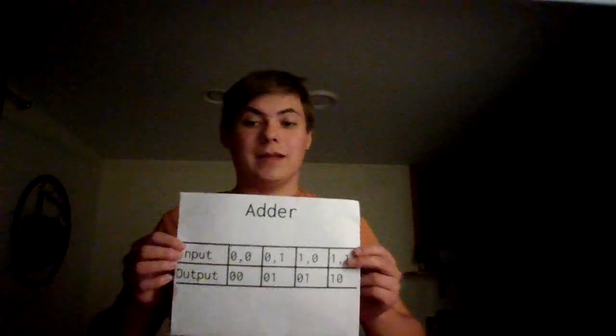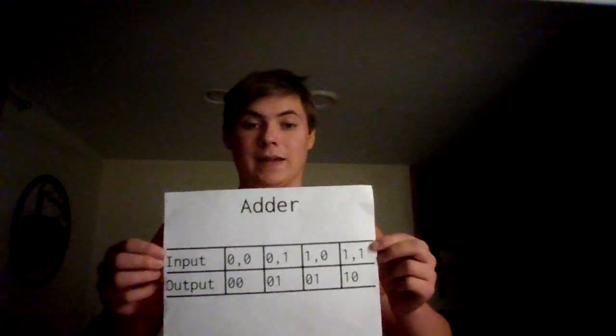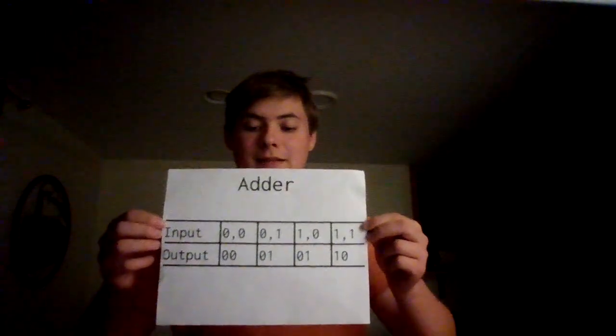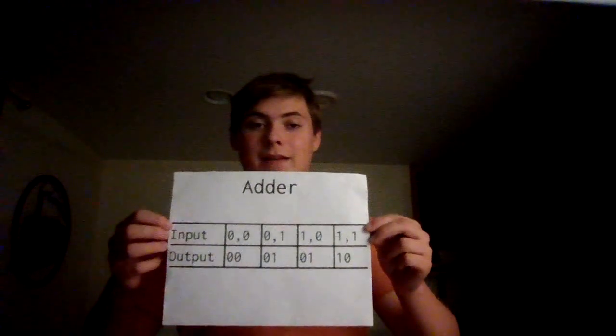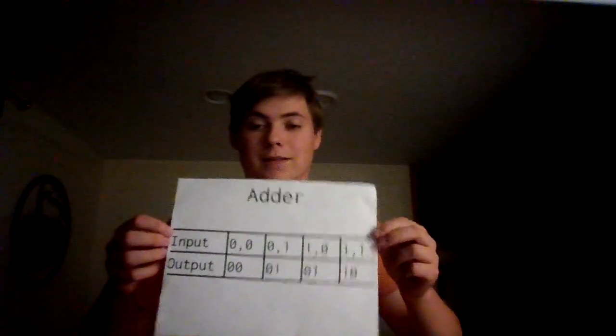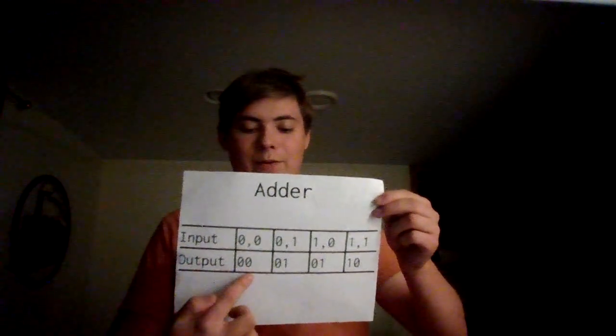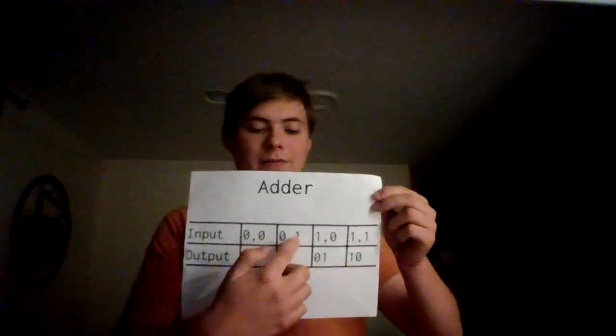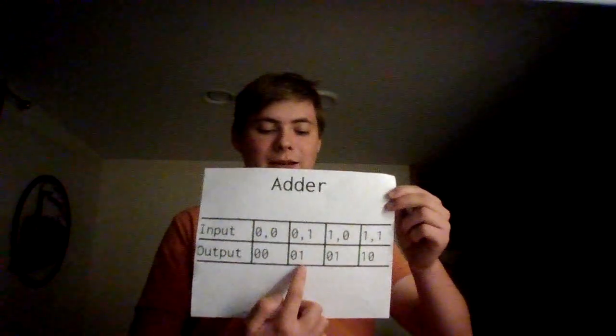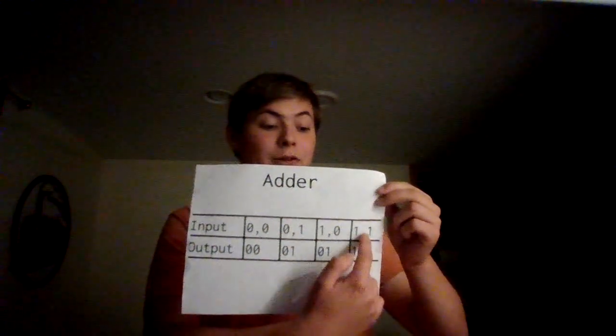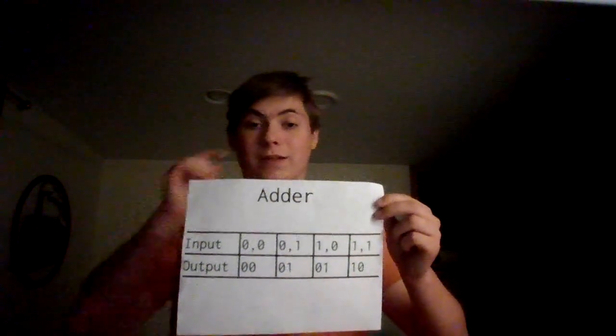By linking multiple gates together, you can build something like this, which is an adder. This is a table describing how an adder takes input in and outputs based off of that. A 0 and a 0 would output as 0. If either of the bits is 1, then it would output as 0, 1. And then if both bits are 1, it would output as 1, 0, which is equal to 2.